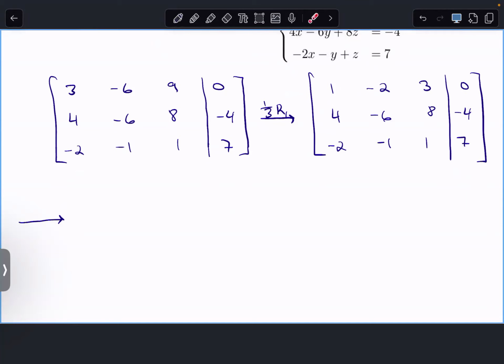And I'm gonna apply my next move down here. Usually I would stack them. So my next move for me is, what if I take away 4 times row 1 from row 2? Sure, start chipping away at these guys, turning them into zeros, right? Because that's my goal. And so from row 2, I'm gonna subtract 4 times row 1.